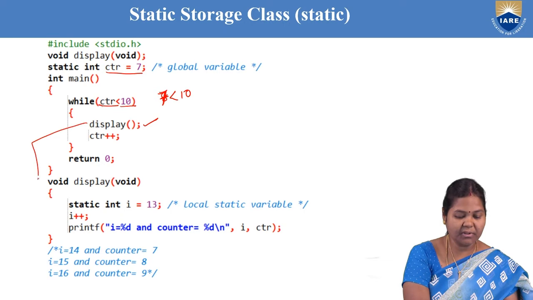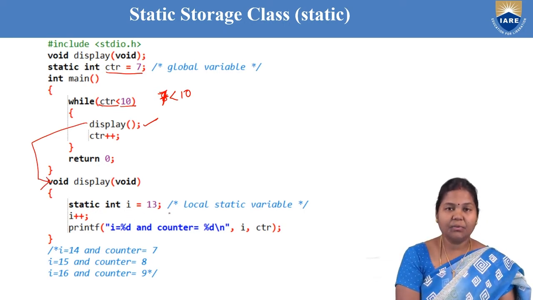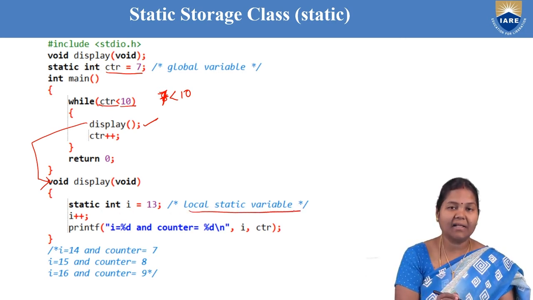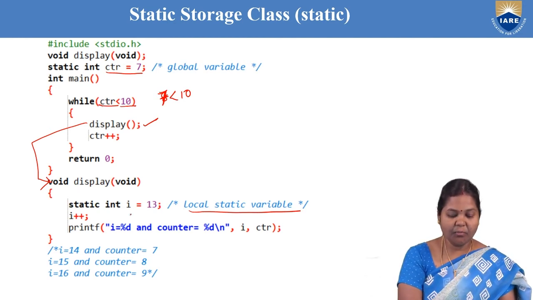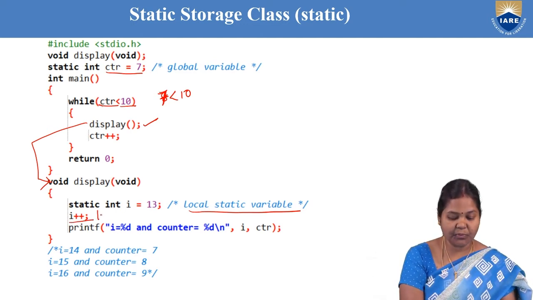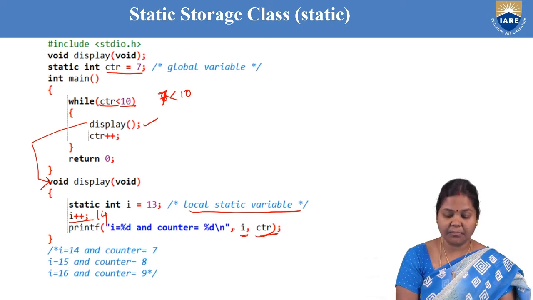So the control will come to the display function and it will execute here. Now, here static int i = 13. This is called a local static variable, which is declared inside the function. Counter = 7 is a global static variable. Now, what we are doing? We are incrementing: i++, so i becomes 14. Then we are printing the value of i and counter. i is a local static variable, so now it becomes 14, and counter is 7, because it is a global variable and we have taken counter to be 7.